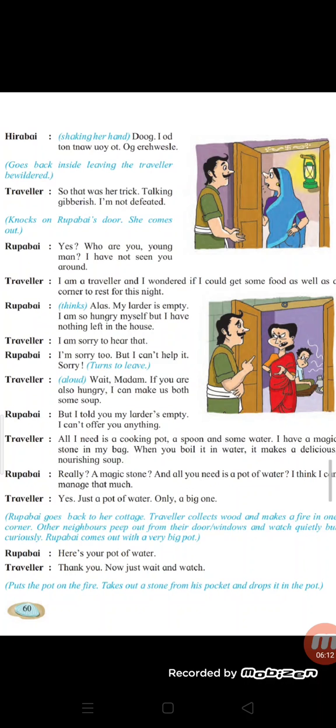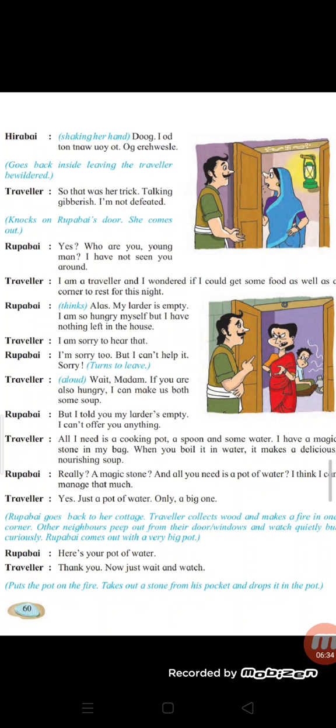He knocks at Rupabai's door. She comes out. Who comes out? Rupabai. Now Rupabai comes out of a house. Now let's see what Rupabai does and what she tells the traveler.